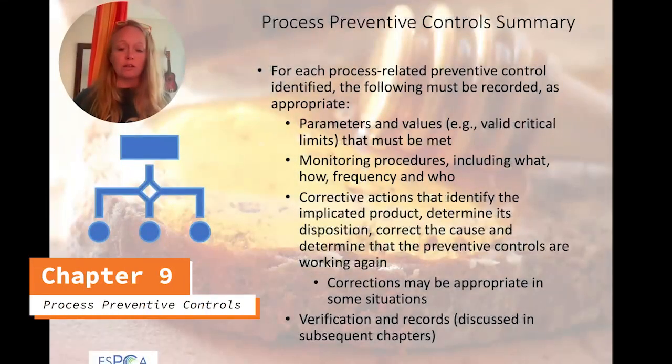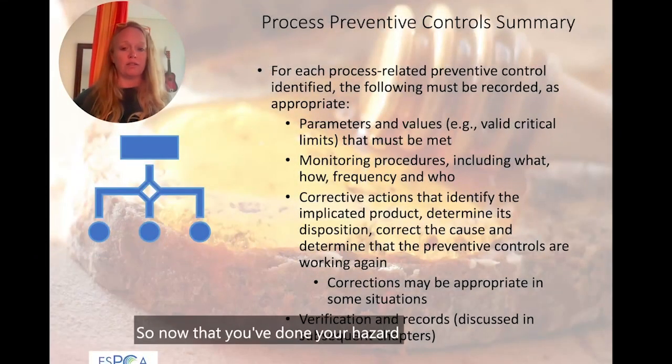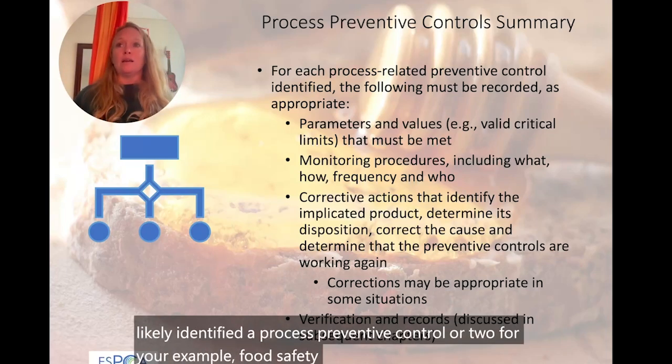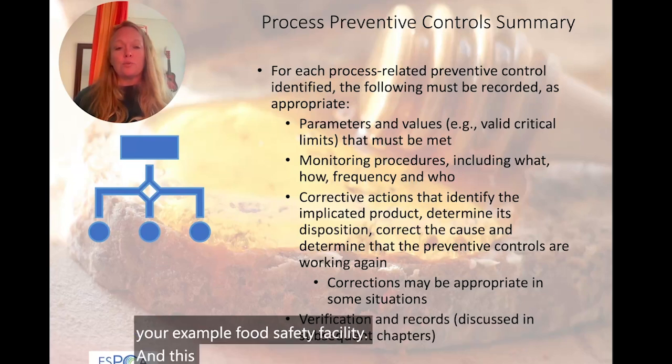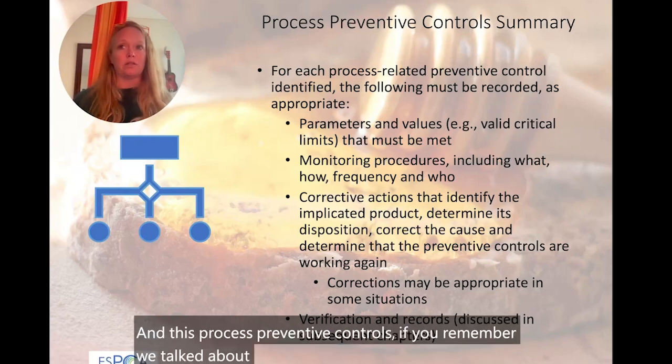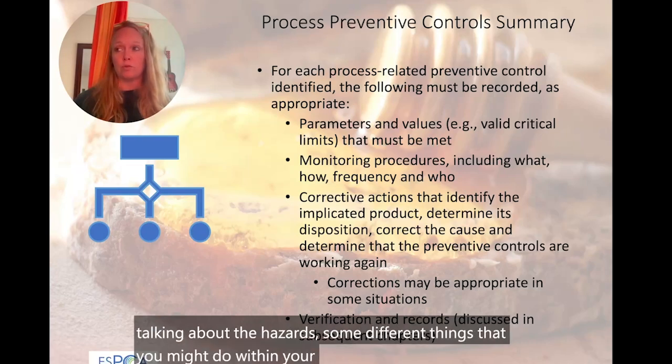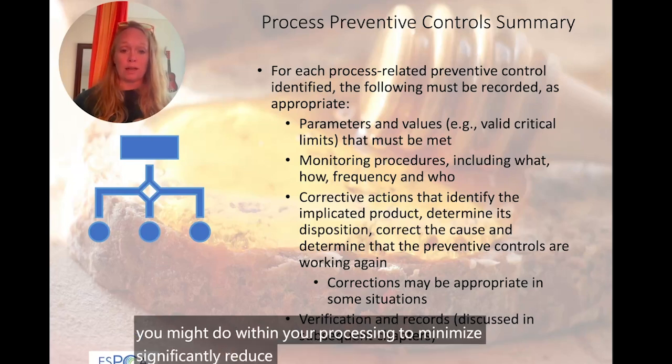So now that you've done your hazard analysis, you've likely identified a process preventive control or two for your example food safety facility. And those process preventive controls, if you remember, we talked about a little bit earlier when we were talking about the hazards, some different things that you might do within your processing to minimize, significantly reduce, or eliminate a hazard.